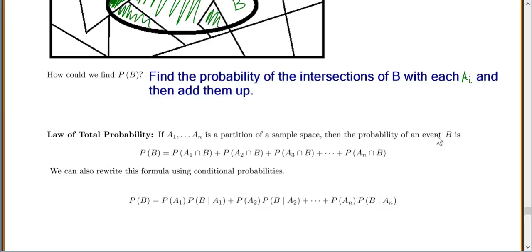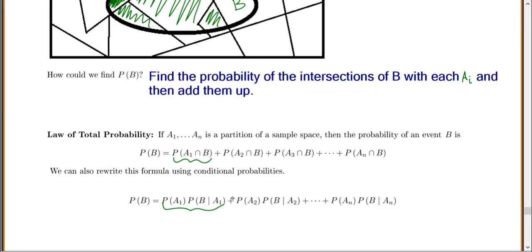So the law of total probability says if A1 through AN is a partition of the sample space, then the probability of an event B is probability of A1 intersect B plus probability of A2 intersect B plus probability of A3 intersect B, etc. Or instead of doing intersections, you can find the probability of A1 intersect B by doing the probability of A1 times the probability of B given A1. You can use those conditional probabilities.